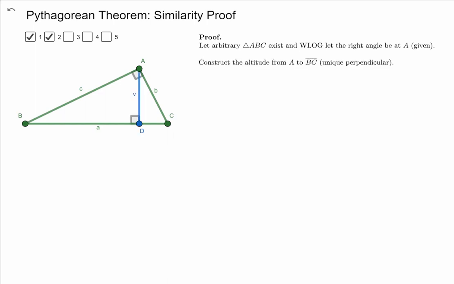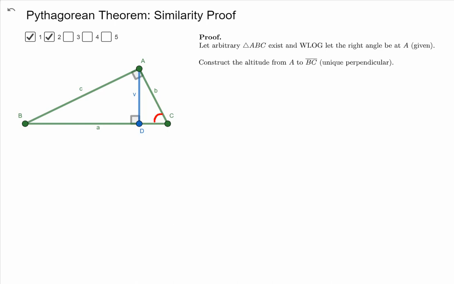Okay, so this is a really important connection. Anytime that I drop this altitude from the right angle to the hypotenuse, I split this right triangle up into three similar triangles. This is really important. So think about this, right? This triangle ADC is similar to the big triangle. Why? Well, they both have a right angle and they both include the angle C.